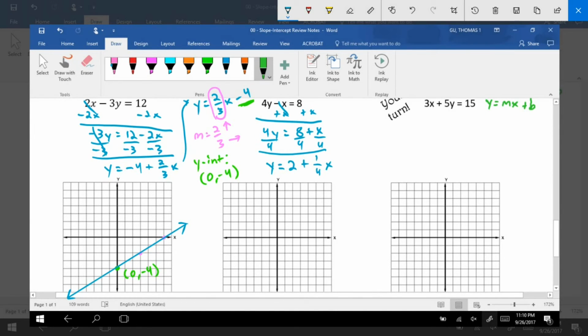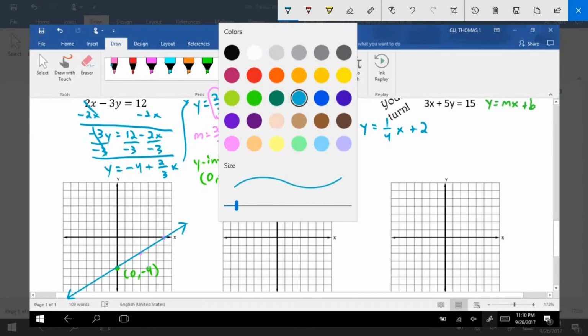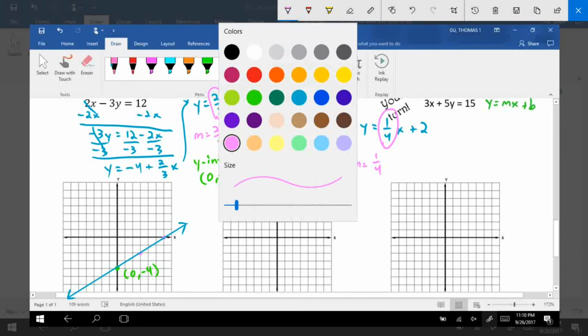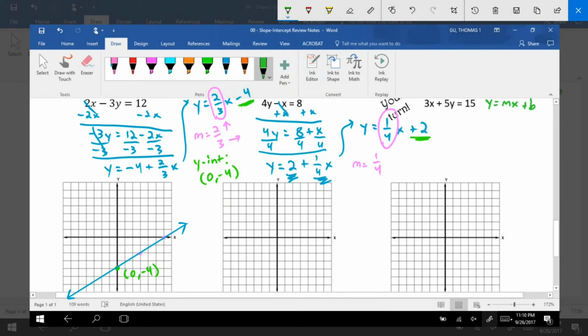So remember we wanted y equals mx plus b, so we can just move things around and have it say y equals 1/4 x plus 2, because this is a positive 2, and then 1 over 4x. So what's our slope right here? It's the number in front of the x. m equals 1/4. And what's our y-intercept here? Well, there's that number, so y-int is 0, positive 2. So our y-intercept is 0, positive 2 right here.